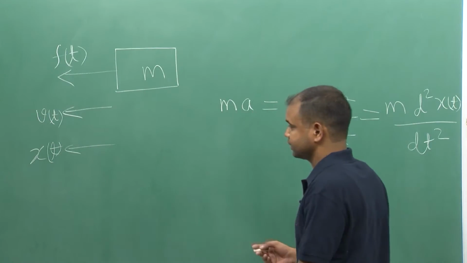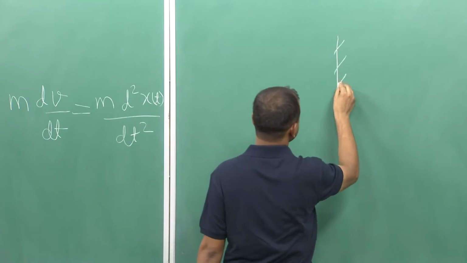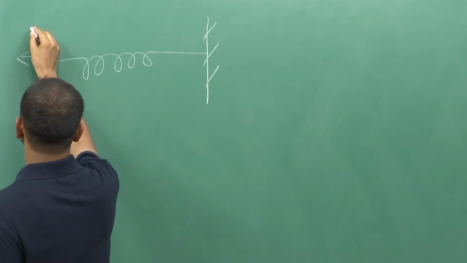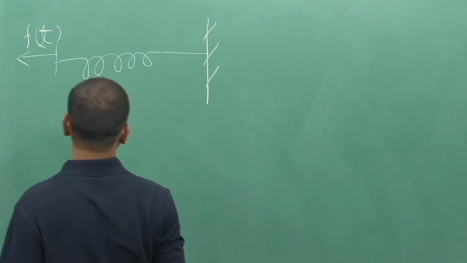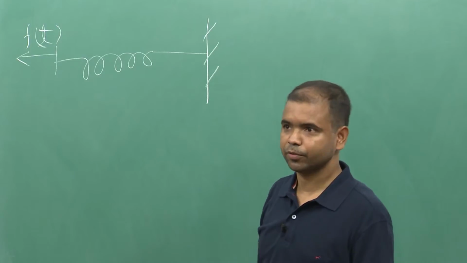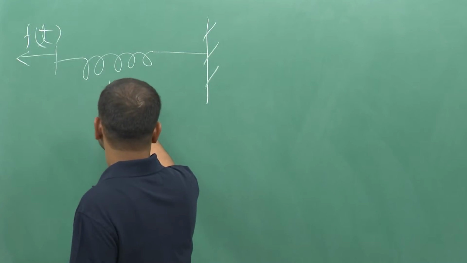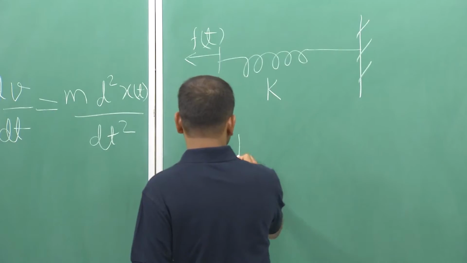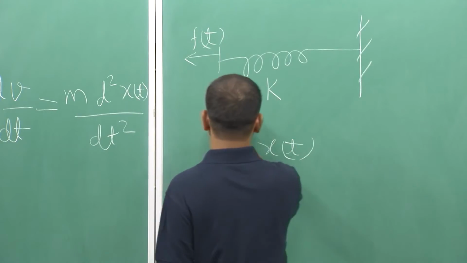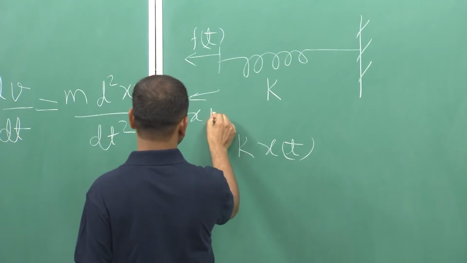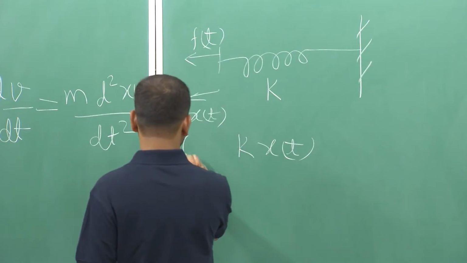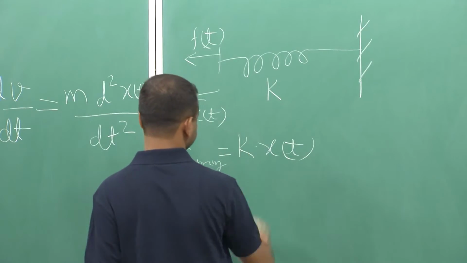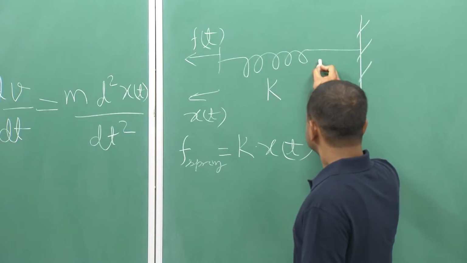The second element is the spring. This also applies a restoring force. Suppose its spring constant is K, the restoring force due to the spring is K x(t), if the displacement is x of t, f of spring. The x is the stretching in the spring.